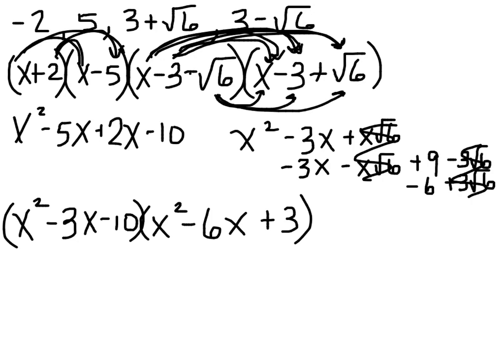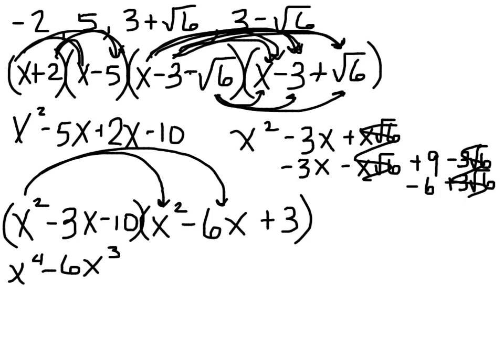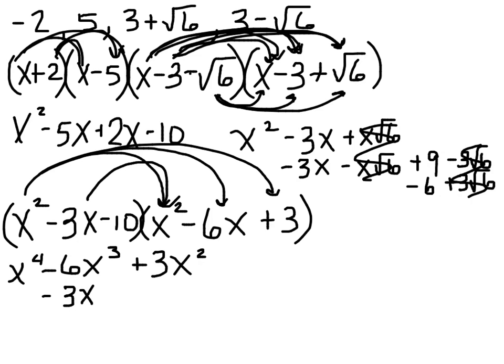Multiply them too. What's x squared times x squared? What's x squared times negative 6x? What's x squared times 3? What's negative 3x times x squared? What's negative 3x times negative 6x? 18x squared. What's negative 3x times 3?